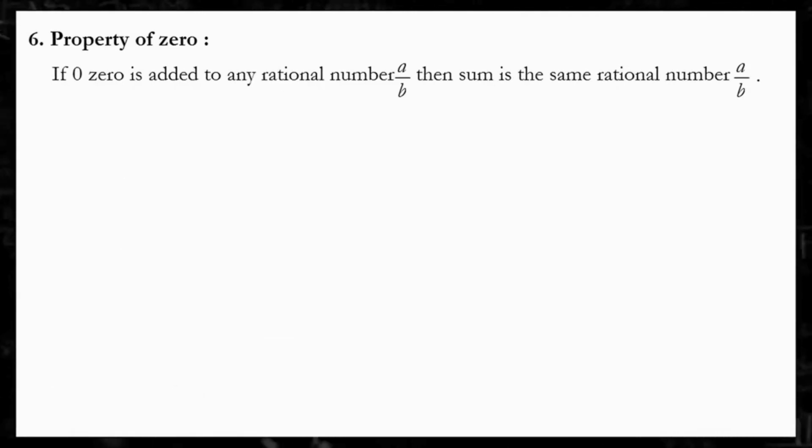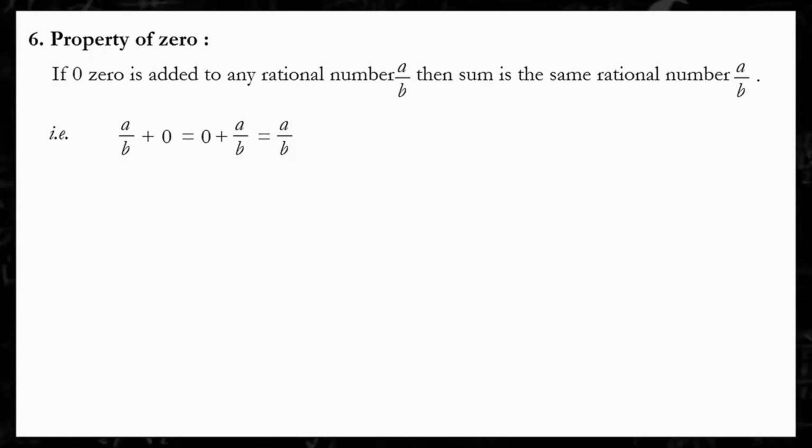6. Property of 0. If 0 is added to any rational number a by b, then sum is the same rational number a by b. That is, a by b plus 0 is equal to 0 plus a by b, which is equal to a by b. Example. 2 by 3 plus 0 is equal to 0 plus 2 by 3, which is equal to 2 by 3.